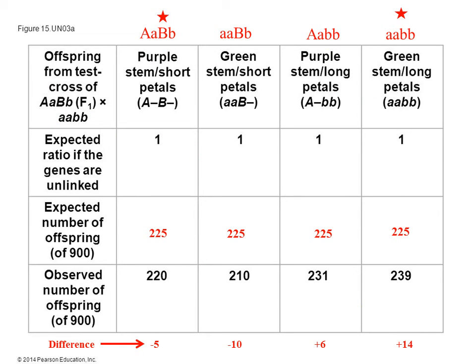So here are the results from the cross. We have 220 purple stem short petals. We have 210 green stem short petal. We have 231 purple stem long petal and 239 green stem long petal. When we look at these, this is the actual data. So now what we have to do is see if the data fits the linked gene narrative or the not linked gene narrative.